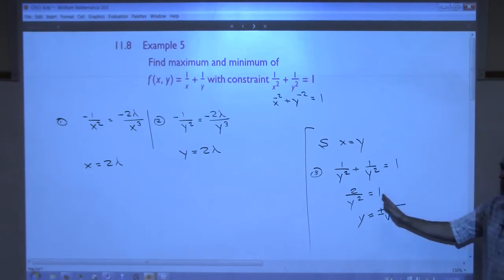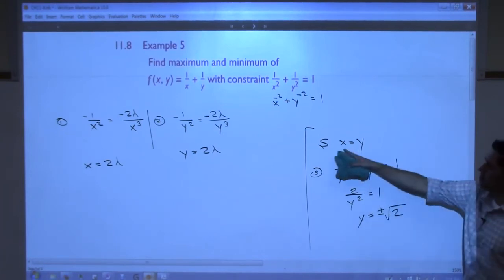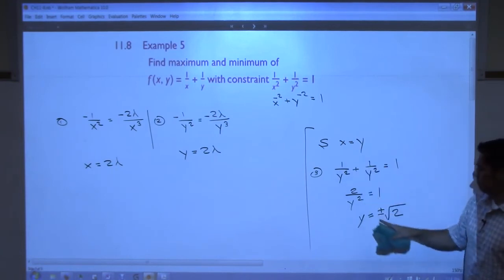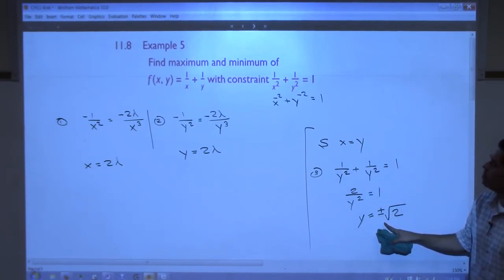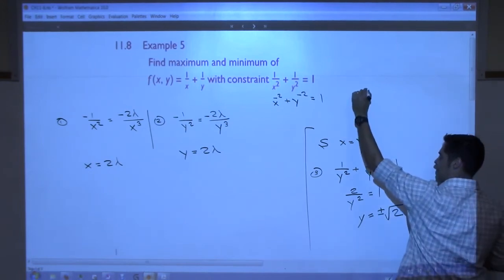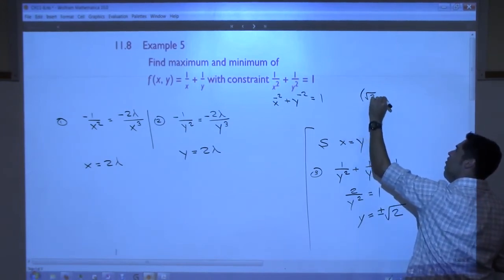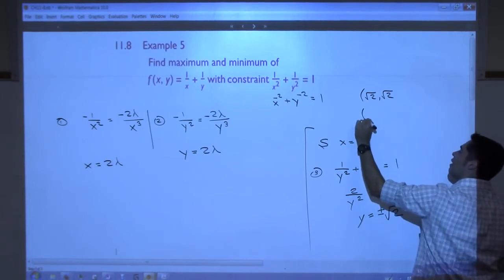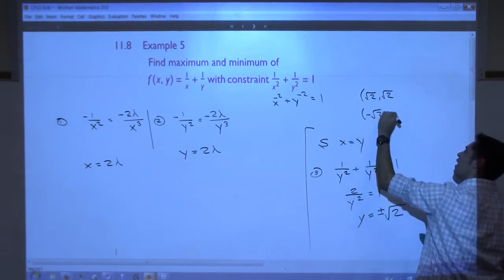Also, I multiply both sides by y squared here. y can't be 0. I didn't need to state that. All right. I should be able to get 2 points from this, right? I know that x must be y, and this is what y has to be. So I can have root 2, root 2, and negative root 2, negative root 2.